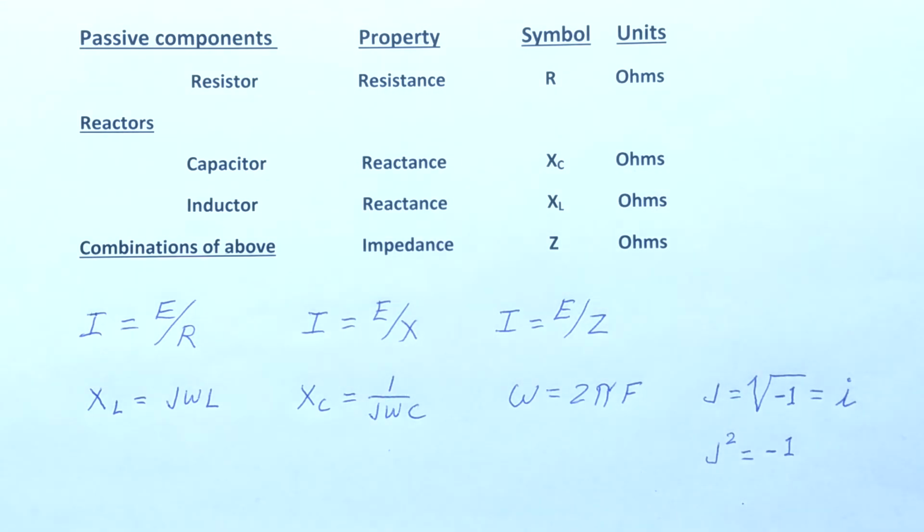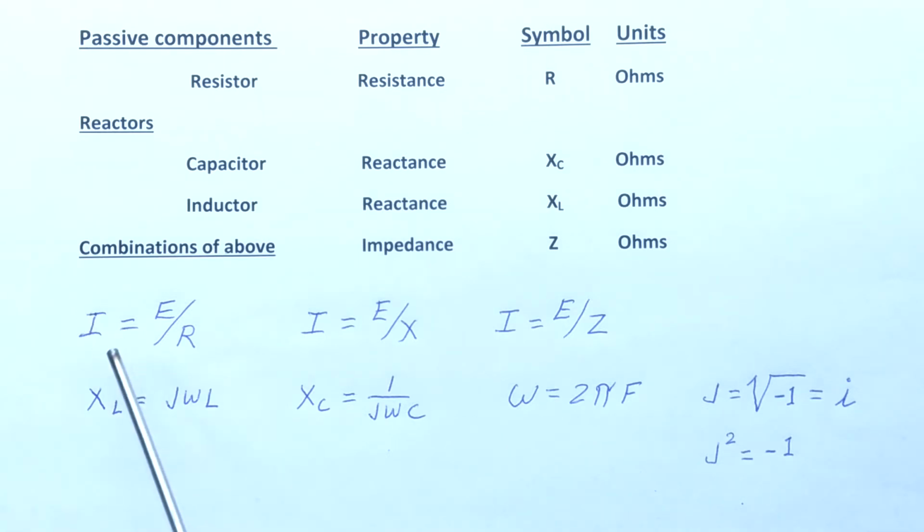Well, we saw earlier how reactors, that is, inductors and capacitors, produce a 90-degree phase shift between the applied voltage and the resulting current. Next, we'll see how to calculate the reactance of inductors and capacitors. Knowing the reactance then allows us to calculate the current that results when a known voltage is applied.